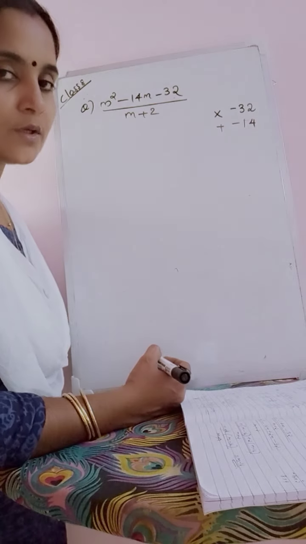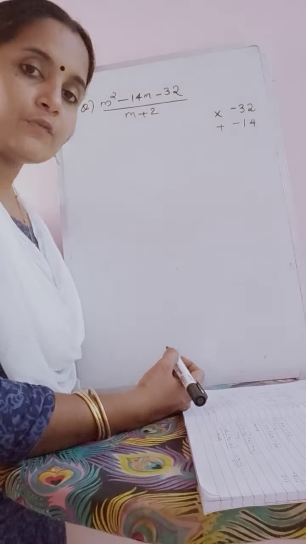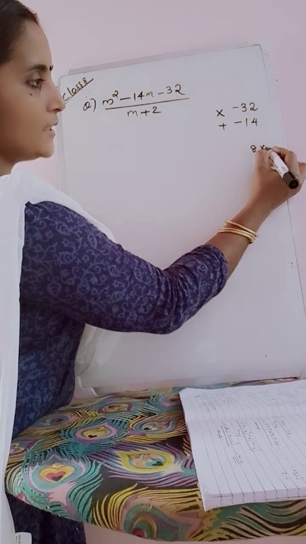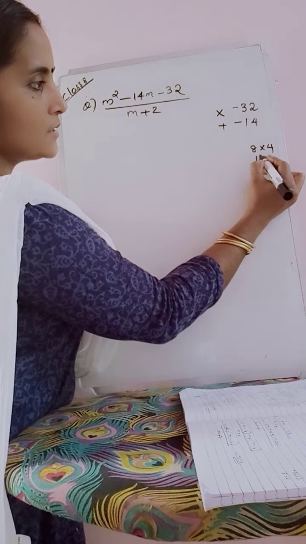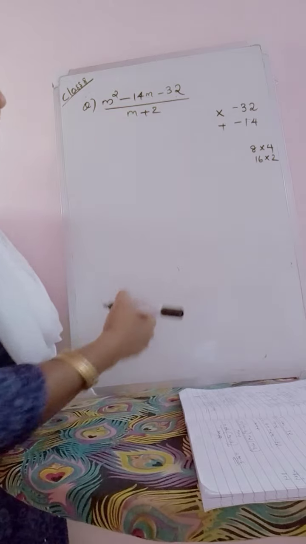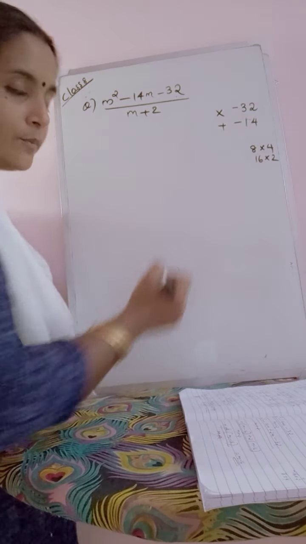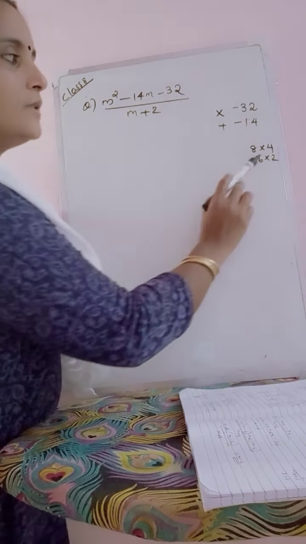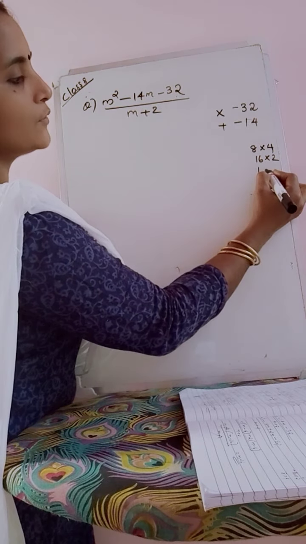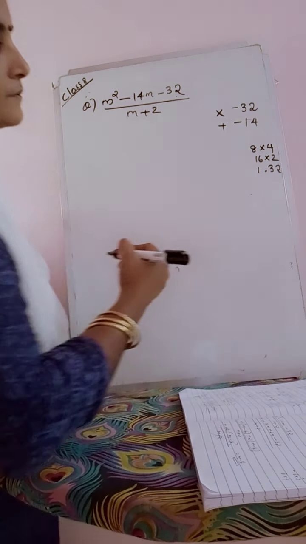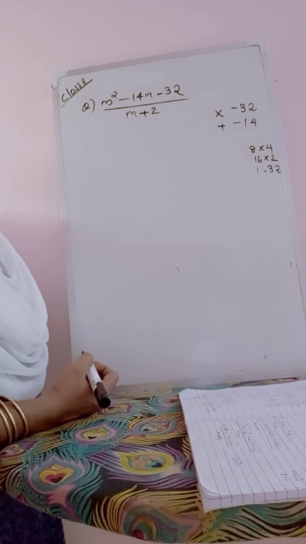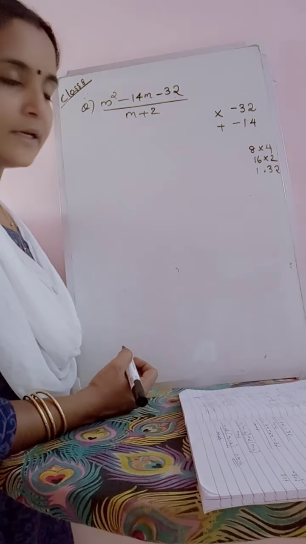Can you say which are the two numbers? First you find out the numbers that give the product 32. You know that 8 4s are 32, then 16 2s are 32. So here it is clear from this that the product should be negative. So one number in this should be negative. So then 1 and 32. Then these are the numbers, and from this collection which are the two numbers that give the sum minus 14.